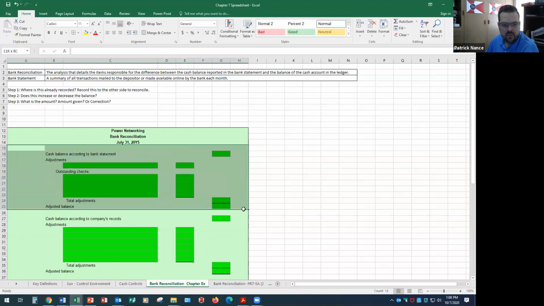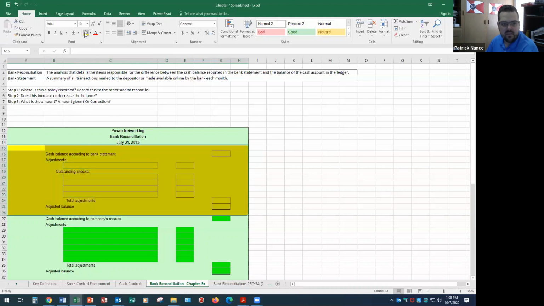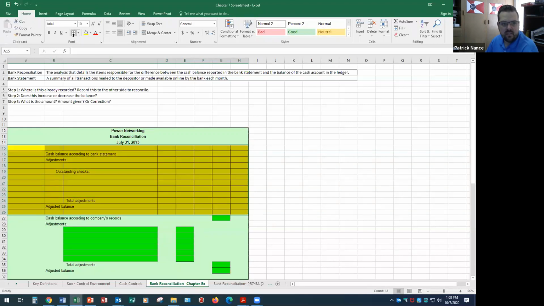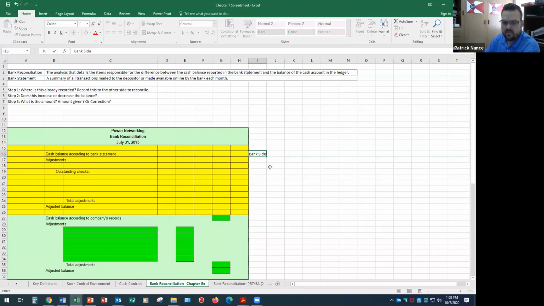So I have 2 sections of this. According to the bank statement, this would be the bank side, and I would call this section down here the company side.